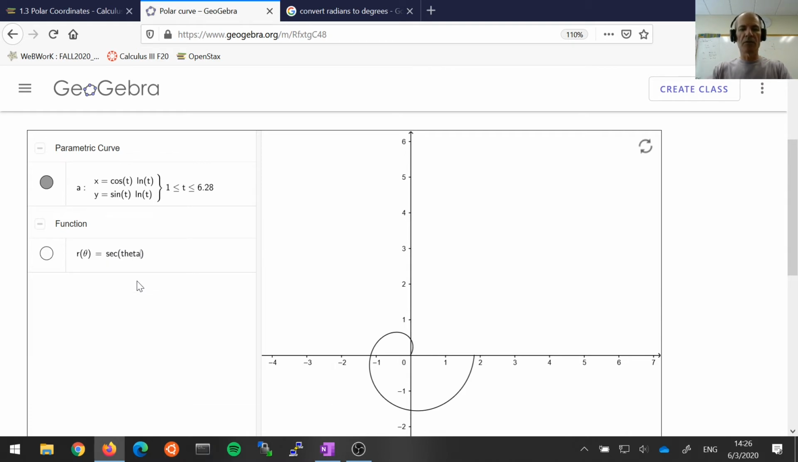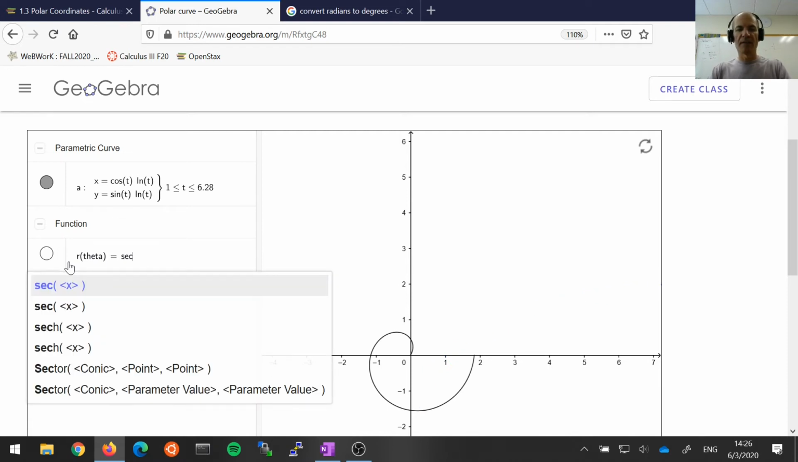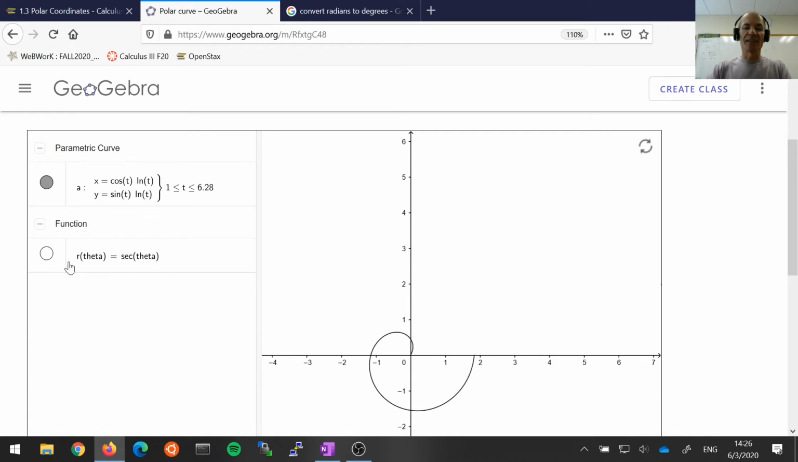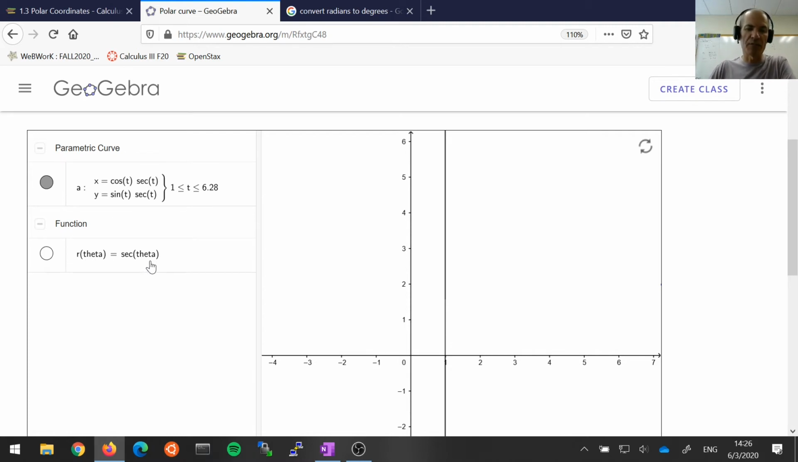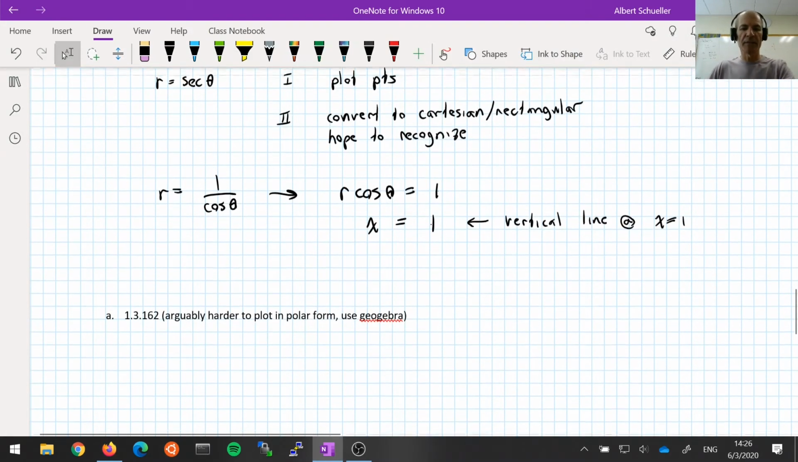It's important that you use theta when you're working here. Type the word theta. R of theta, excuse me. So apparently theta, the word, and theta, the symbol, are different here. But anyway, if you use the same variable on the left and on the right, r is a function of theta, and it's equal to secant theta, we see the vertical line that we expected. All right, we'll come back to that again in a bit.